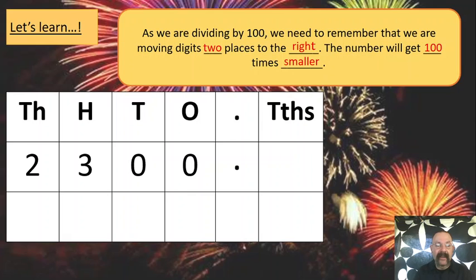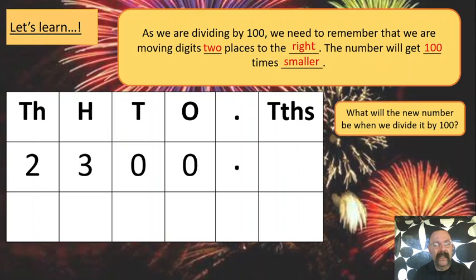So here we've got our place value grid, and for today's lesson, if it helps you to draw out your own place value grid, then please do. Okay, so here we're dealing with the thousands, the hundreds, the tens, ones. We've also got the decimal point and the tenths. So what will the new number be when we divide it by 100?